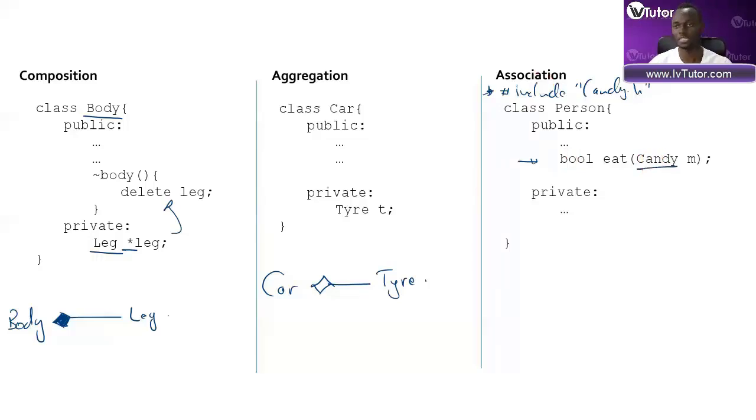With association, you are saying that a person uses candy. The basic way of explaining this is: body owns leg, car has a tire, and person uses candy. That's more like how you describe these relationships. With composition, you are saying the class owns it because it cannot exist outside that class. With aggregation, we are simply saying it has, because that thing can still exist without the car. And with association, we are saying it uses it. It's not part of the class, it's used by one of the functions of the class. So that's it about association.